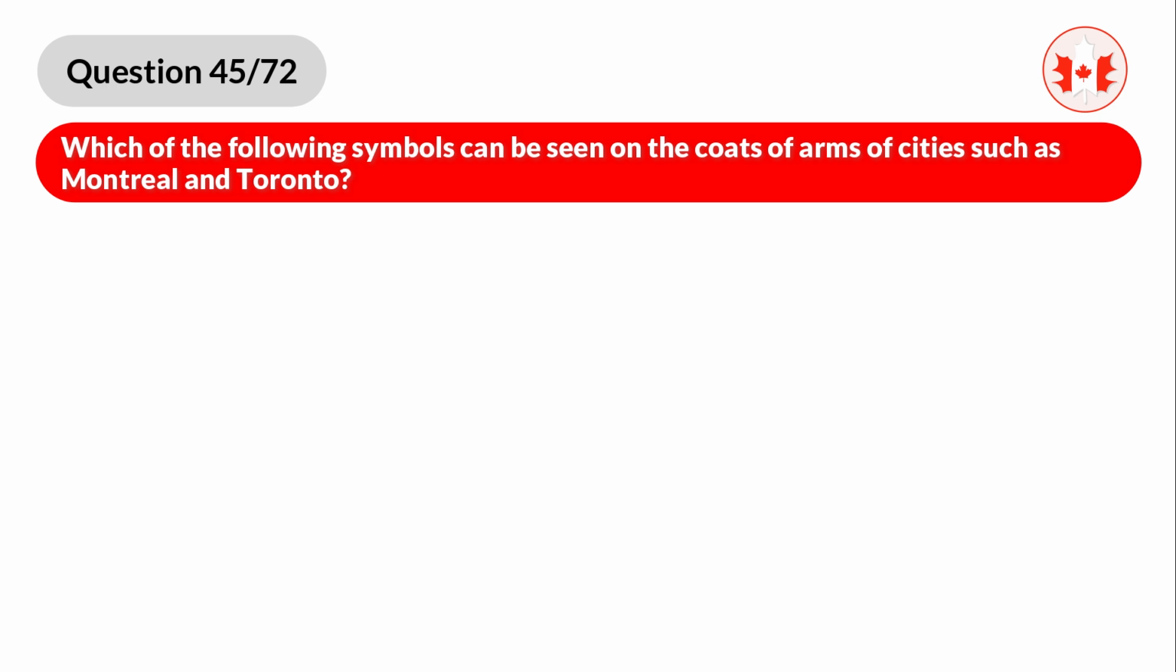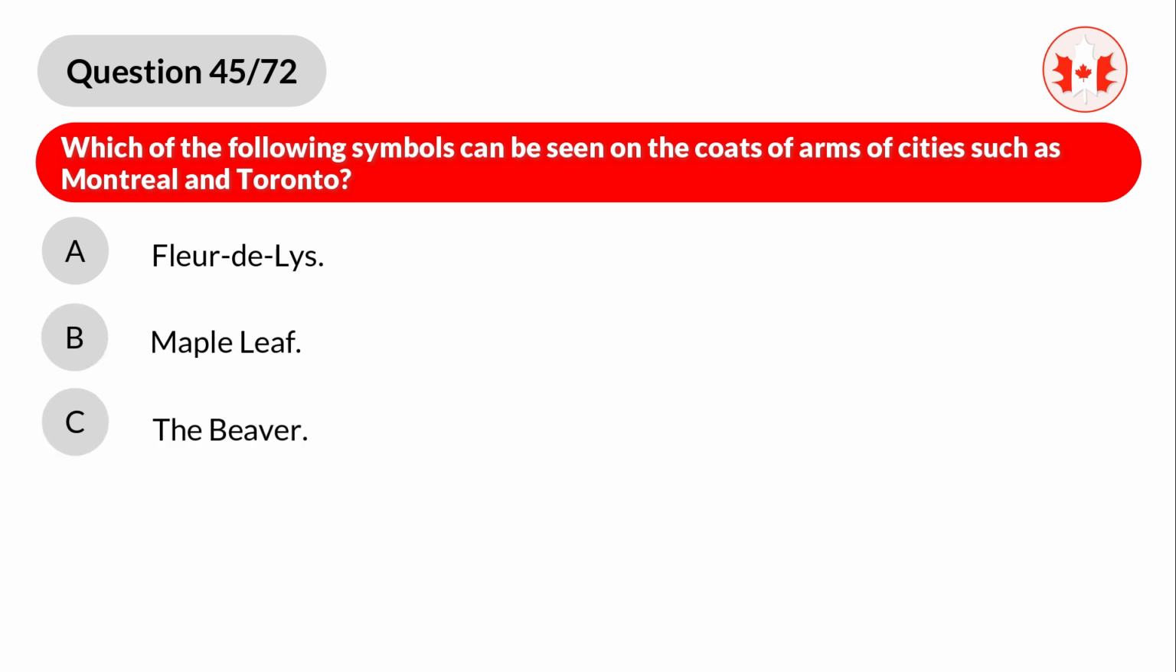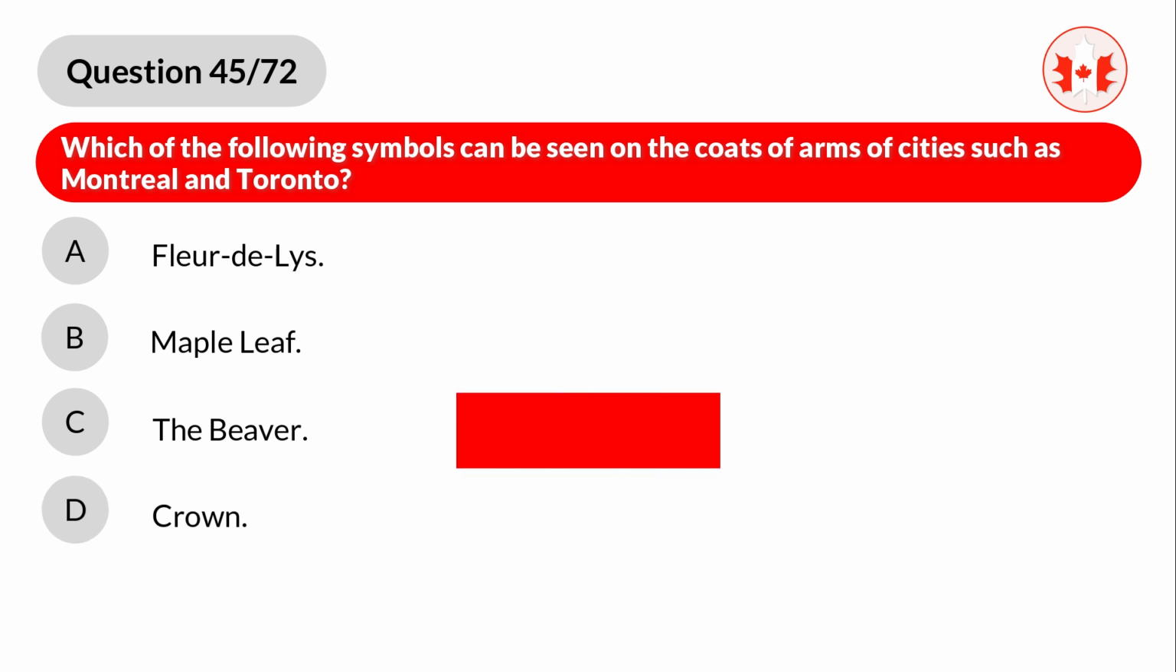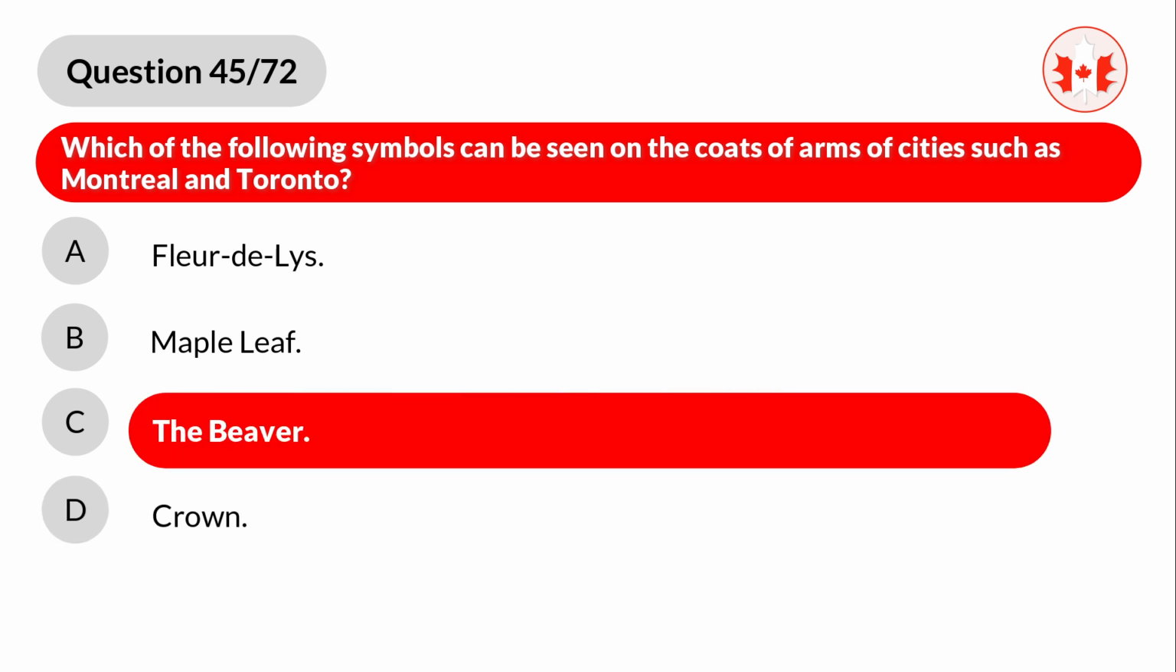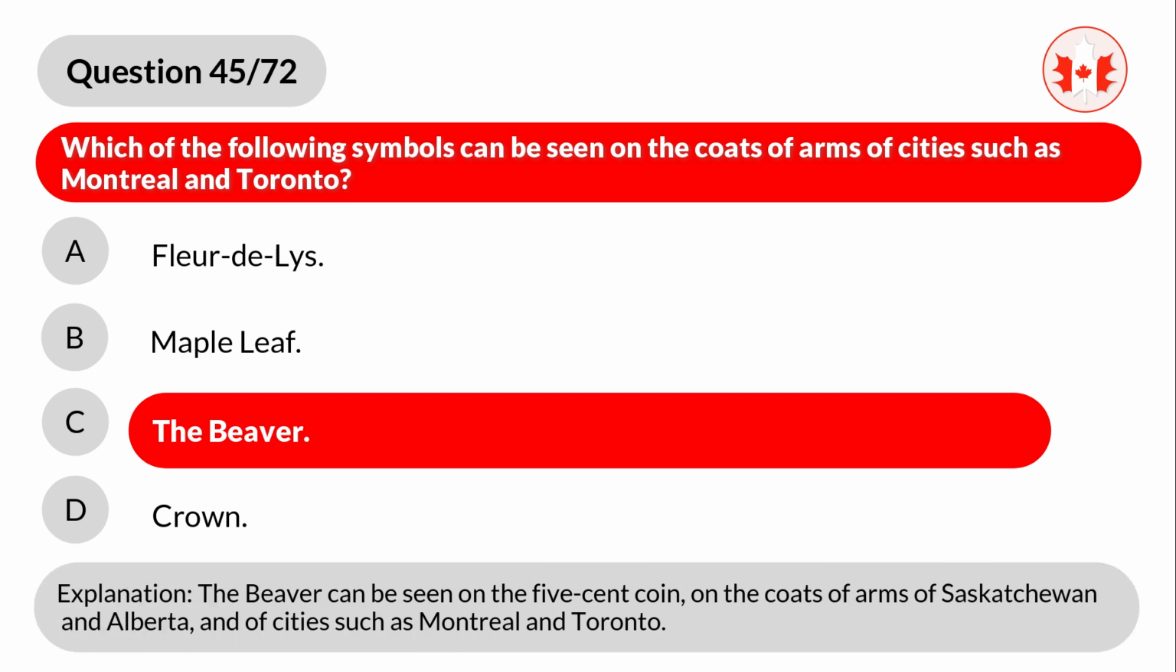Question 45. Which of the following symbols can be seen on the coats of arms of cities such as Montreal and Toronto? A. Fleur-de-lis. B. Maple leaf. C. The beaver. D. Crown. The correct answer is C. The beaver. Explanation: the beaver can be seen on the 5-cent coin, on the coats of arms of Saskatchewan and Alberta, and of cities such as Montreal and Toronto.